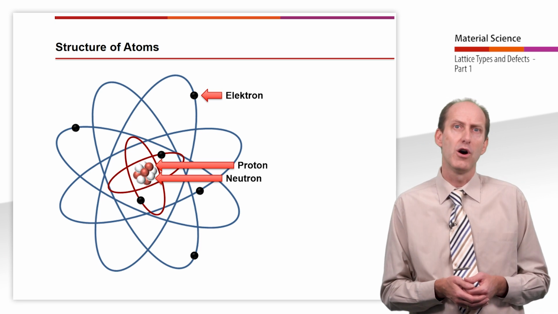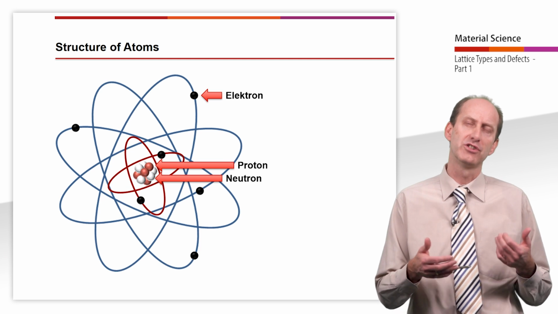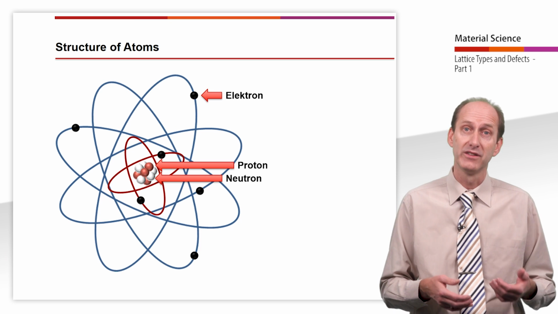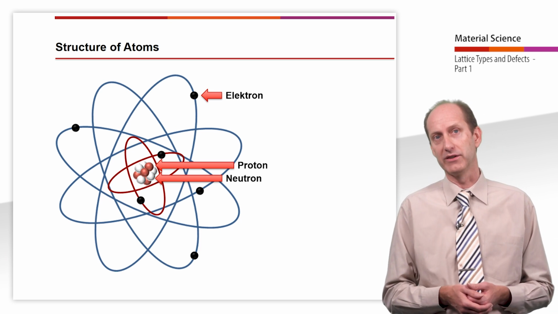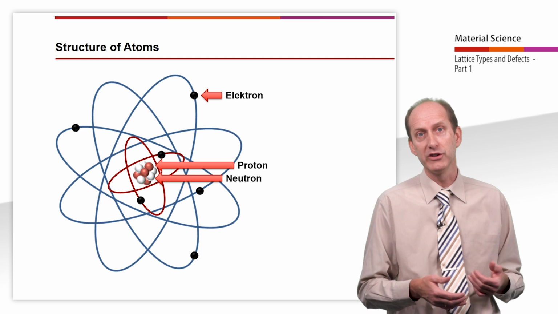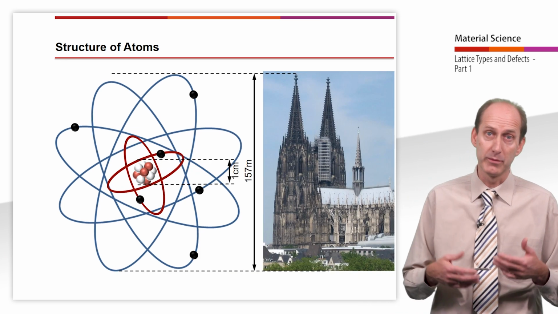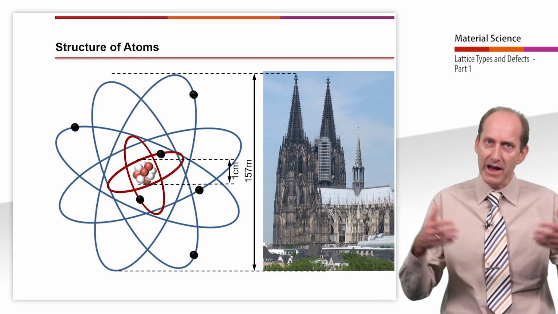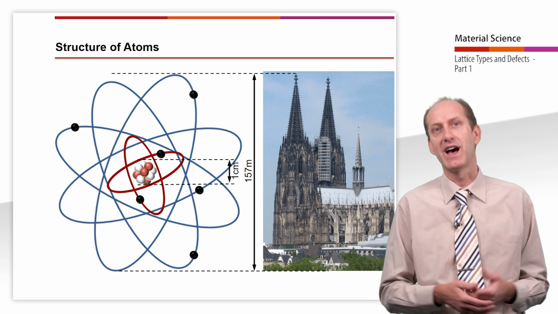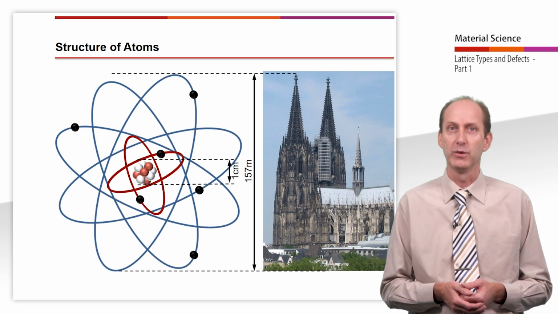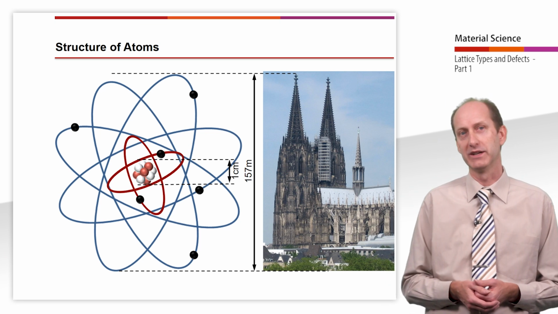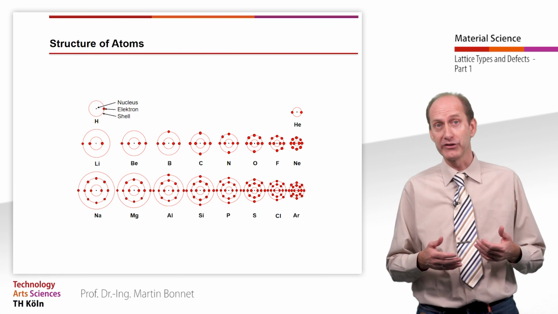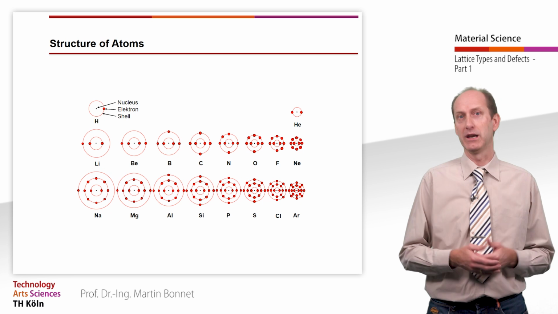The nucleus of all known atoms is just 1 out of 10,000 to 1 out of 100,000 the size of the atom's radius. If the nucleus was 1 centimeter, which is approximately the size of a cherry stone, the diameter of the whole atom would correspond to the height of the Cologne Cathedral, which is the world's 3rd tallest church building.